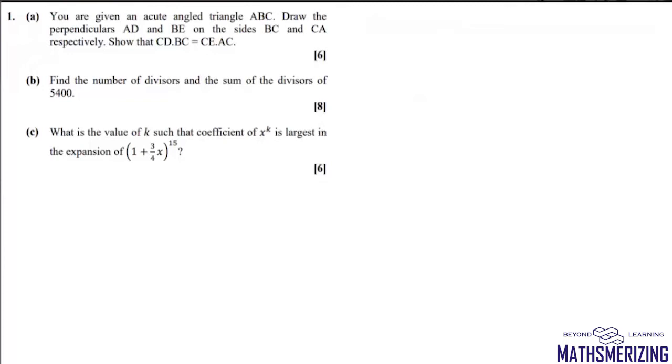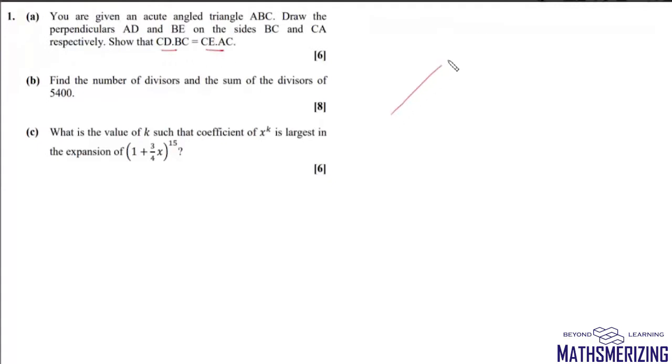Today we'll discuss PQB 2020 sample paper, mathematics group. And the first question is, you are given an acute angle triangle ABC. Draw the perpendiculars AD and BE on the sides BC and CA. Show that CD into BC is equal to CE into AC.